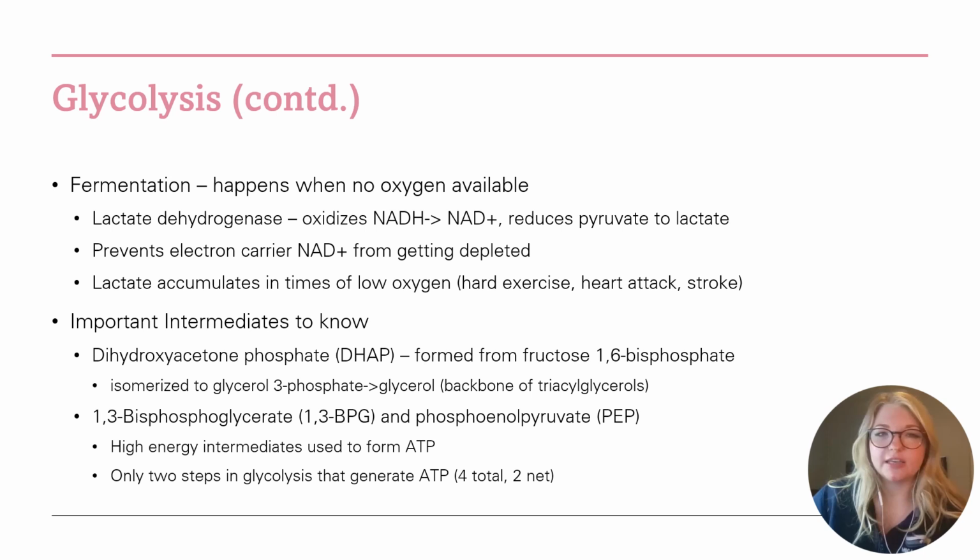Some important intermediates to keep in mind from glycolysis are DHAP, DAP, 1,3-BPG, and PEP. DAP is formed from fructose 1,6-bisphosphate in the PFK1 reaction, and this product can be isomerized to glycerol 3-phosphate, which can then be converted to glycerol, which functions as the backbone in triacylglycerol synthesis, which is another important metabolic pathway. 1,3-BPG and PEP are both high-energy intermediates that can be used to generate ATP through substrate-level phosphorylation, with 4 ATP in total produced and a net 2 ATP from glycolysis overall.